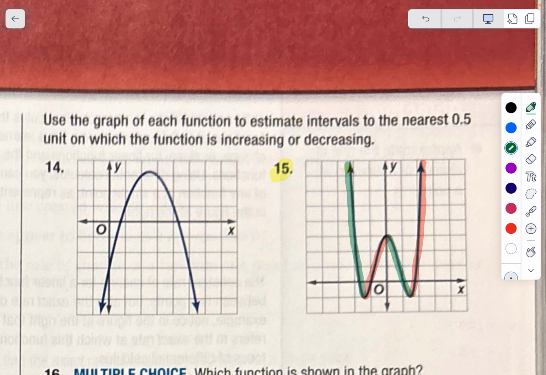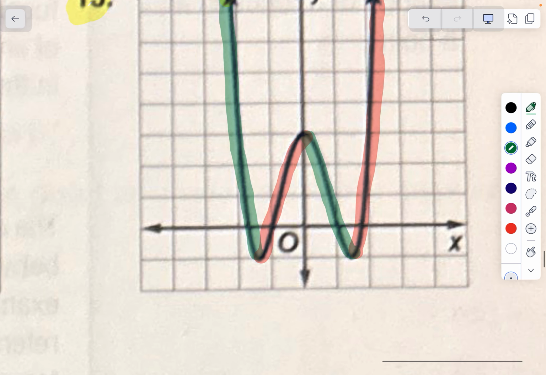Now it says round to the nearest half a unit. So, let's assume they're counting by ones. Let's assume this here is negative 1.5. There's 0, that's nice. And then that looks like it hits at 1. Well, we don't care about that. This looks like it's positive 1.5.